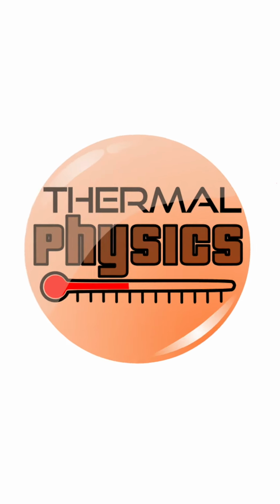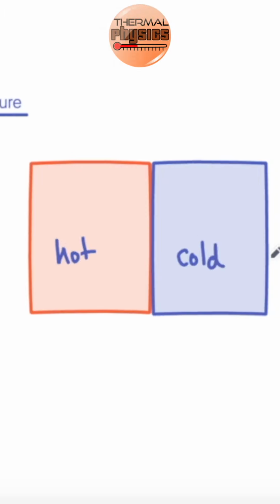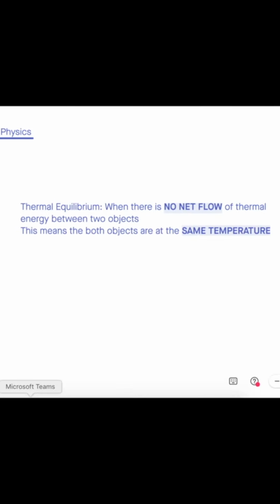This is thermal physics in 4 minutes. If you have two objects where the temperature of one object is higher than the other object, thermal energy will transfer from the hotter object to the cold object. This will keep happening until the two objects are at the same temperature, or at thermal equilibrium, which means there's no net flow of energy between two objects.